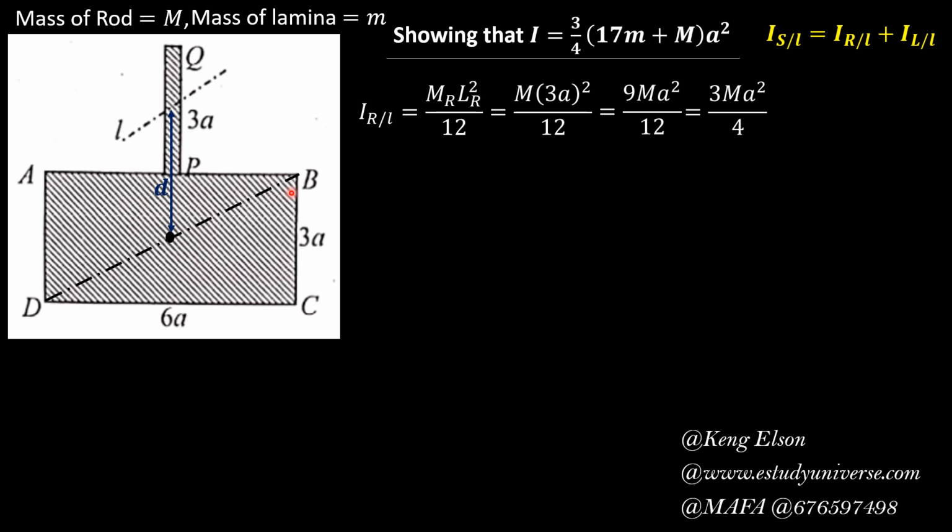So if we want the moment of inertia of this lamina about the axis L, we are going to apply the parallel axis theorem, which says that the moment of inertia of this lamina about the axis L is equal to the moment of inertia of that lamina about an axis passing through the center plus the mass of the lamina times the square of the distance separating the two axes. I've just labeled that distance as z.